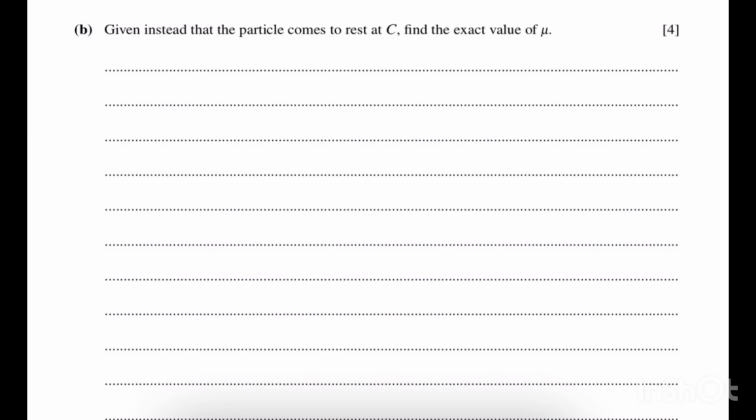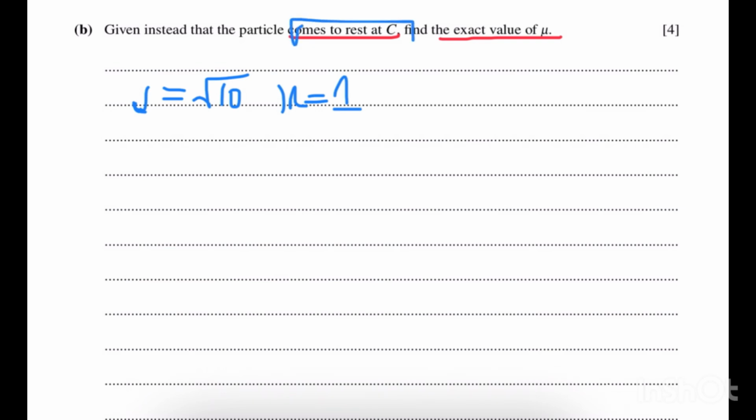For part B, they are saying that given instead that the particle comes to rest at C, find the exact value of mu. So mu is the coefficient of friction, and the condition that they've given us is that the particle comes to rest at C. Other than that, everything remains the same, which means that the speed of the particle at B remains the same, which we found out to be equal to under root 10, as well as the distance of BC, which was 1. We also now have new information, which is that the particle comes to rest at C, which means the final velocity will become 0.